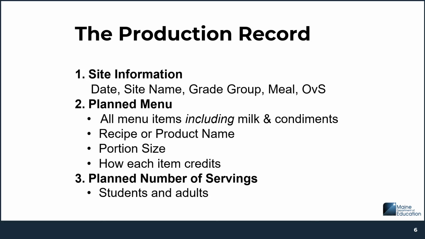Your planned menu. This is all menu items, including milk and condiments. Recipe or product name, portion size, and how each item credits, and then your planned number of servings. Remember to include students and adults in this number.